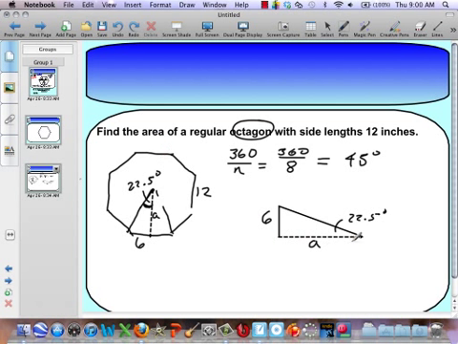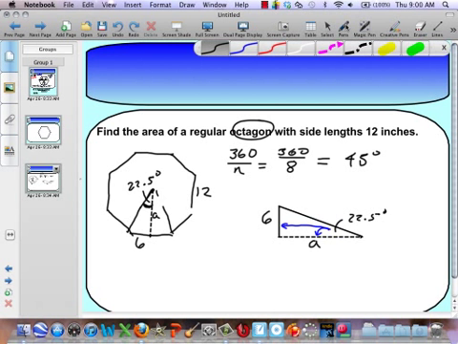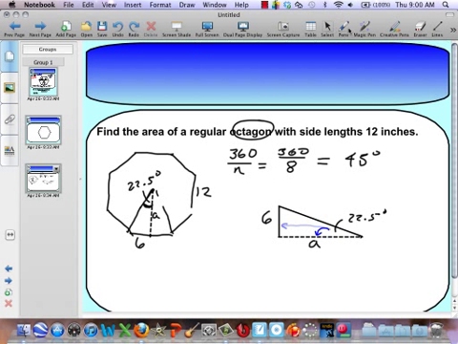So now we ask ourselves, what trig function am I going to use here? Well, I have the opposite, and then I have the adjacent. So which trig function is that? Well, that's tangent. So then what I have is the tangent of 22.5 is equal to 6 over A. And then remember, when the variable's on the bottom, you just swap them. So A is 6 over the tangent of 22.5.